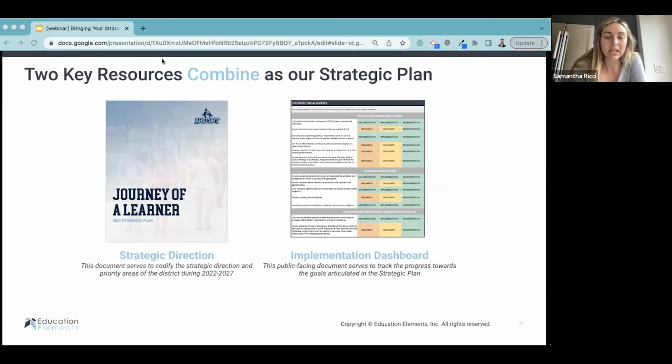And then second is the implementation dashboard, some type of way to track progress towards each of the goals that you just articulated in the strategic plan or the strategic direction. It's really important that you have structures in place to actually implement these ideas, because we all know that things get really busy. You have a million things on your plate. And so having a one-stop shop like an implementation dashboard can be really helpful in order to execute some of the ideas that you have in your strategic direction or your strategic plan.